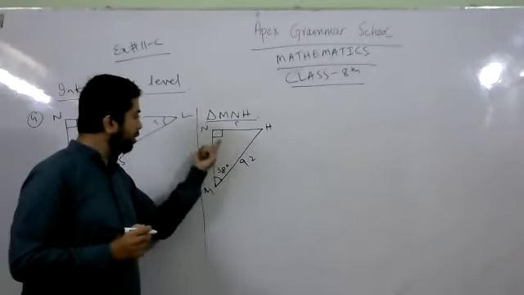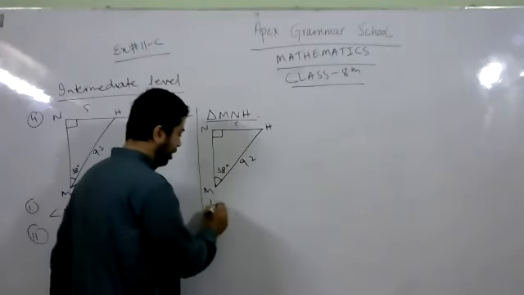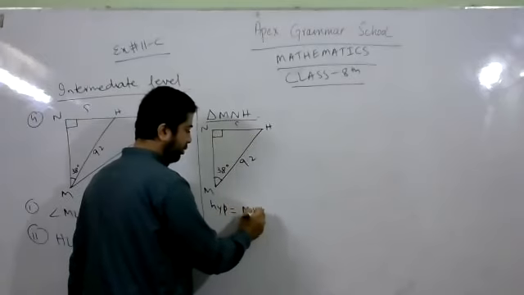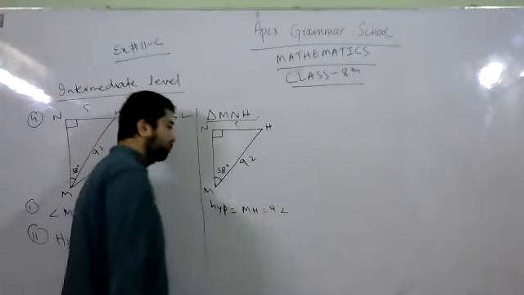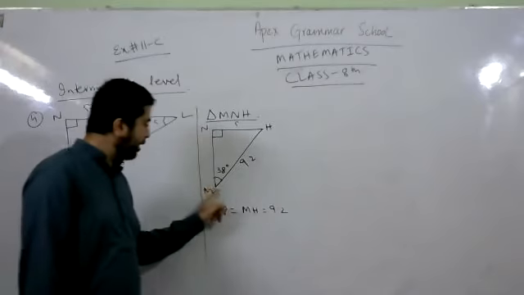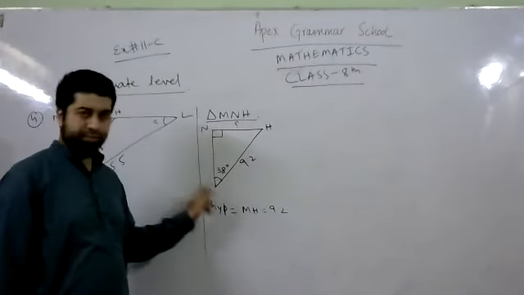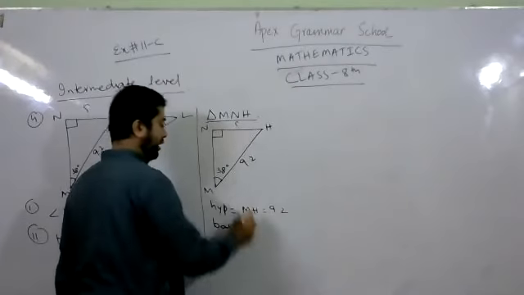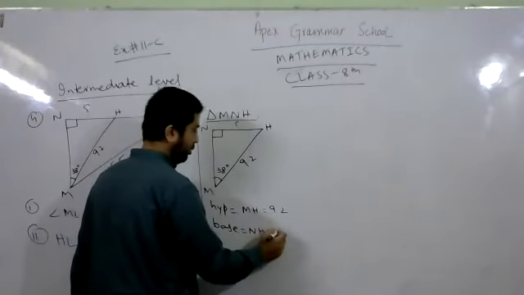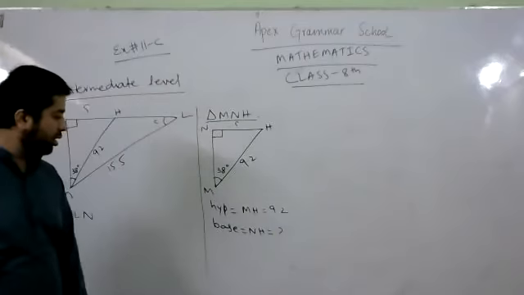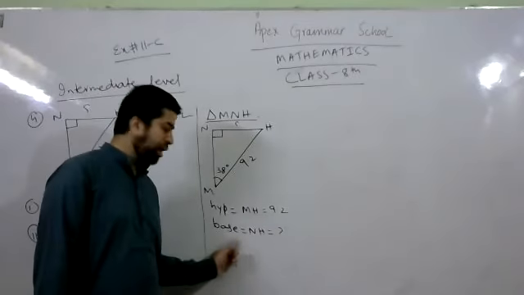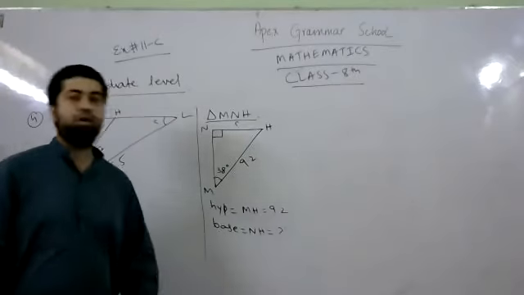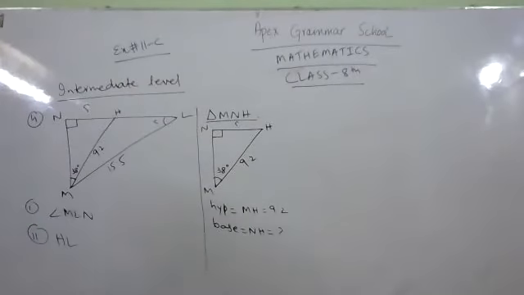The side opposite to the 90 degree angle is the hypotenuse. So hypotenuse here is MH, which is 9.2. The side opposite to the basic angle here is this. That is base, which we need to find, that is NH, which we need to find. Okay, we need to find this base, and one side is given. Now think about the mixture of base and hypotenuse, which is the trigonometric ratio that we can use easily.